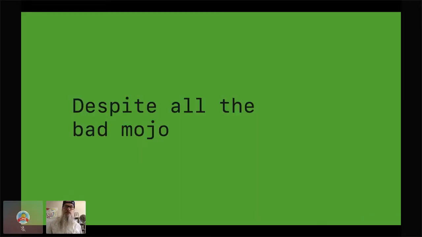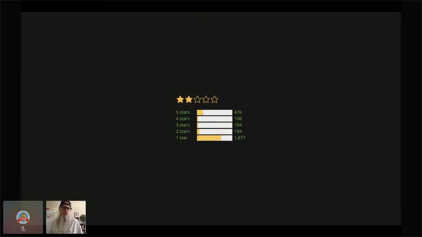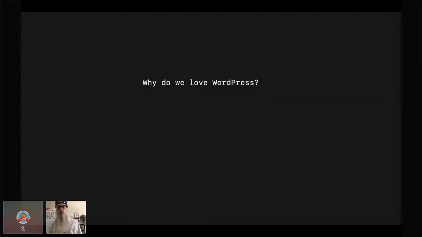So despite all the bad mojo, right? I've shared some of the bad mojo, and there's been a lot of bad mojo. These are the reviews for Gutenberg. It's not pretty. A lot of people are struggling with the change. And it's our responsibility to really help people along, to give them the support they need, to help guide them in the direction they need to go to use that software and come out on top, be successful.